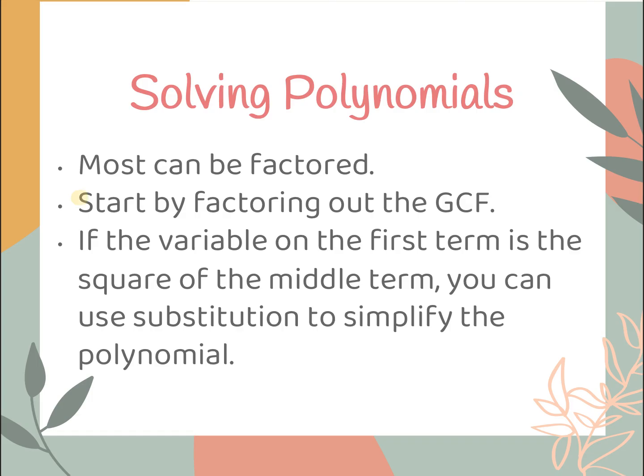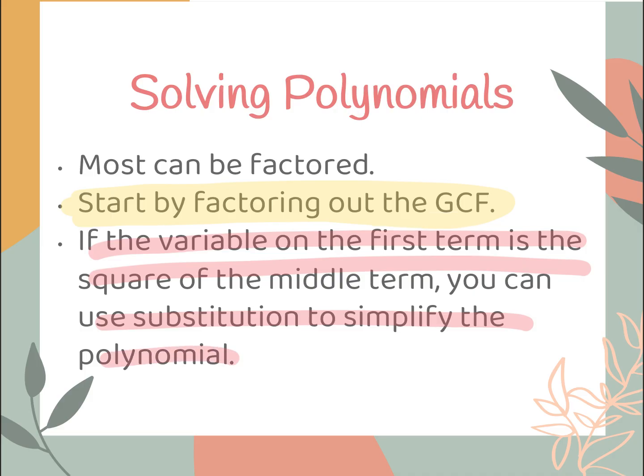The first thing that we do when we factor is to take out the GCF. We still do that, all right? This right here says if the variable of the first term is a square of the middle term, you can use substitution to simplify. I don't think that's going to be the easiest method for you guys, so I'm just going to stick with just factoring. It's probably better.